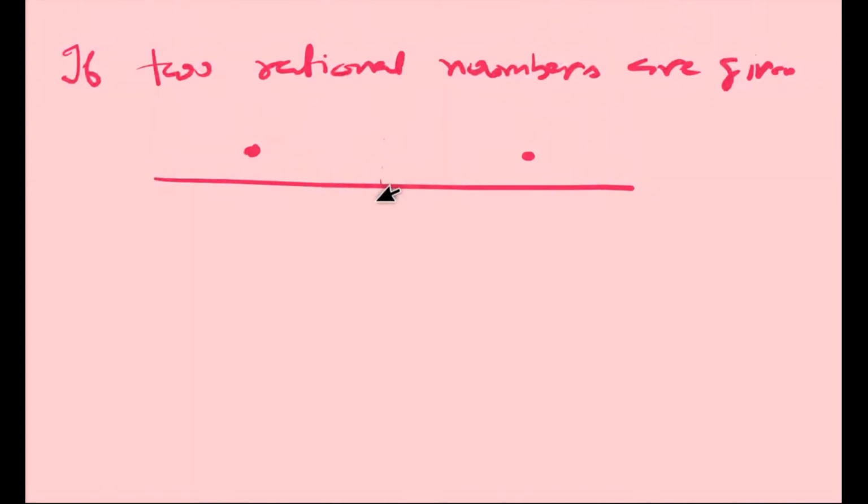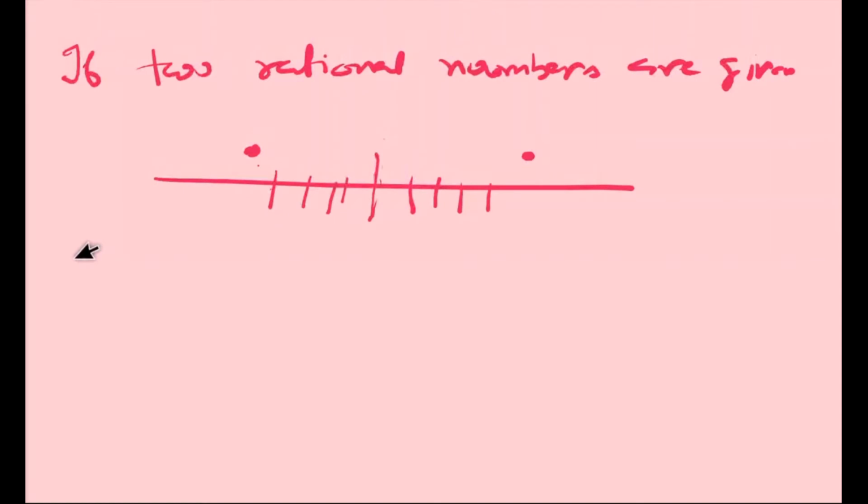In between, to find one rational number or more than one rational number. So we can see there are infinite rational numbers between two given rational numbers. Now the question is, how can we find one or more than one rational numbers? This you have to learn.